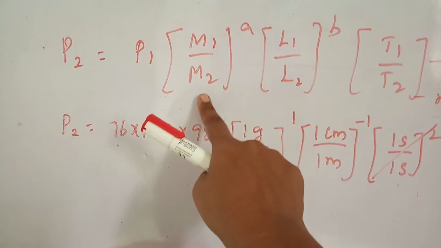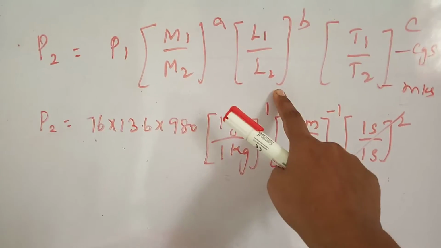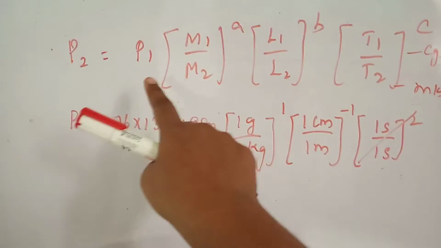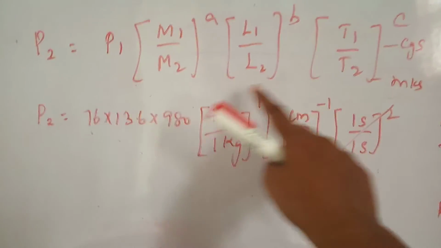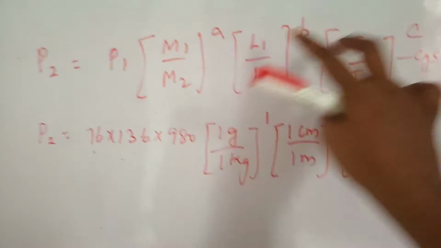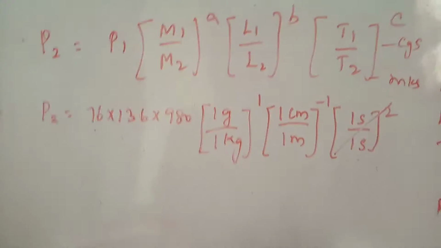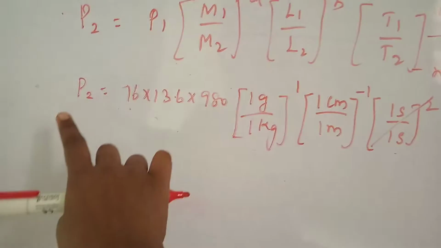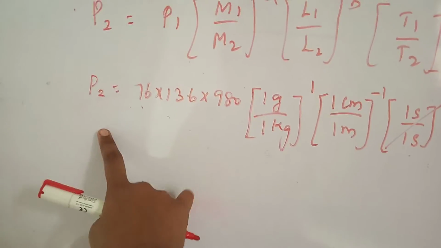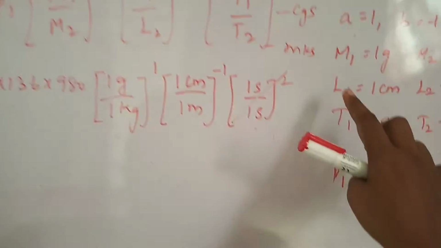M2 is mass in the MKS system, L2 is length in the MKS system, and T2 is time in the MKS system. So wherever you have 2 as a base, it is the MKS system; 1 as a base, it is the CGS system. You're going to convert CGS to MKS. So for converting to MKS, you have to find the pressure value. So what is that?